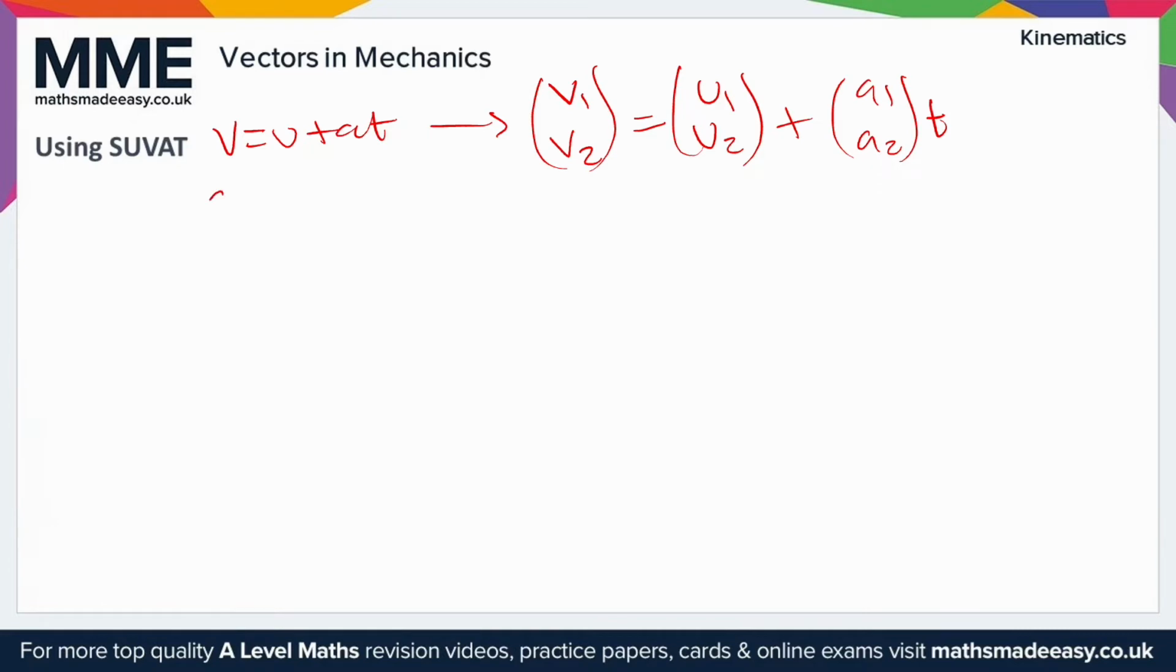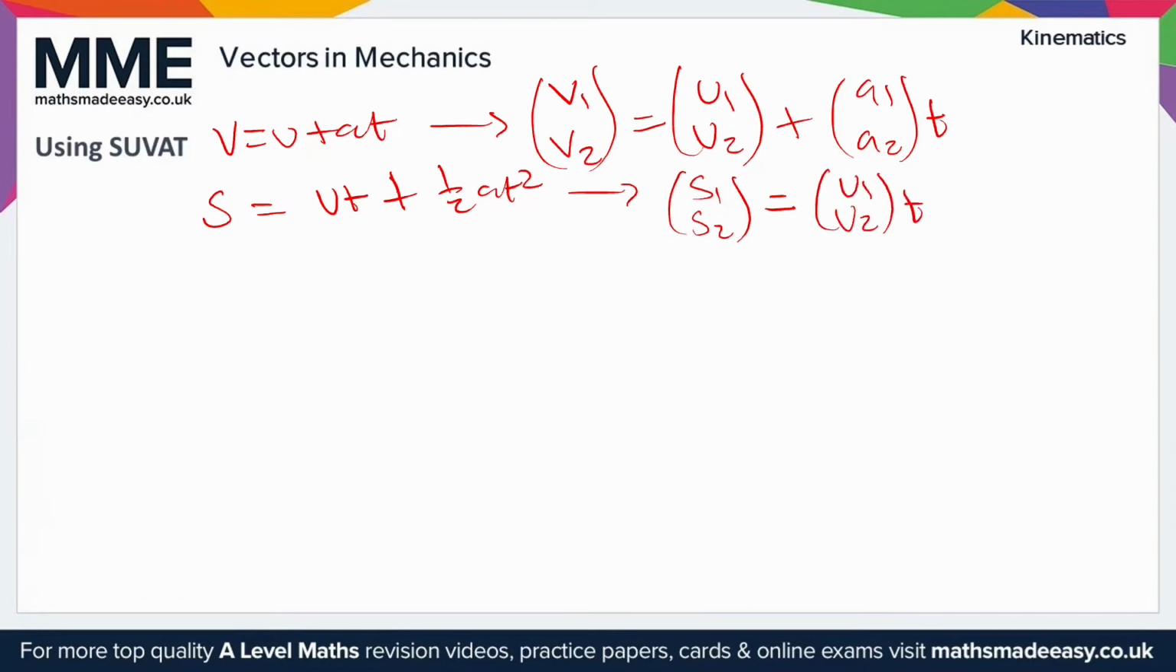So, next equation we'd have s = ut + ½at². And again, we can change this to vector form. So we could have (s1, s2) equals (u1, u2) times t plus ½ times (a1, a2) t squared.